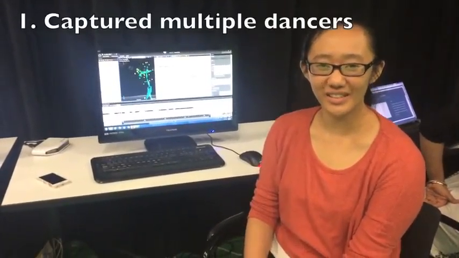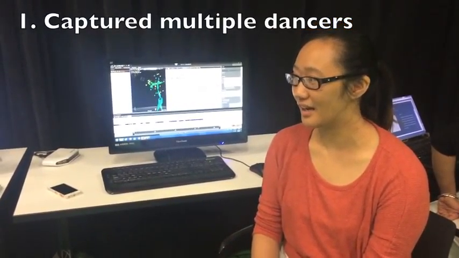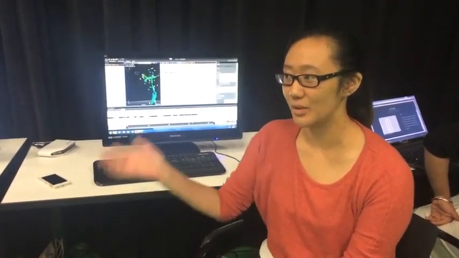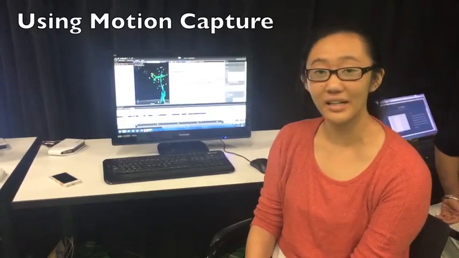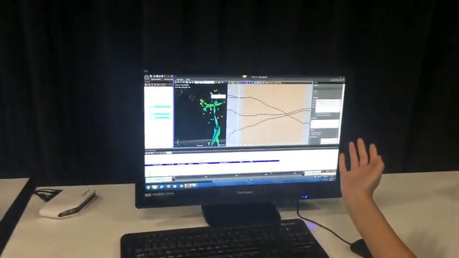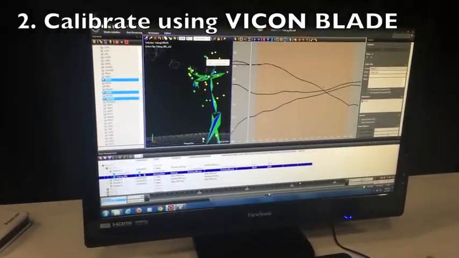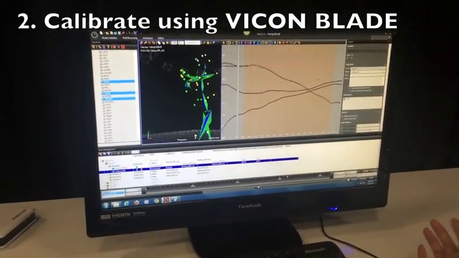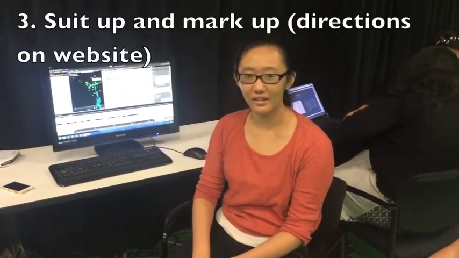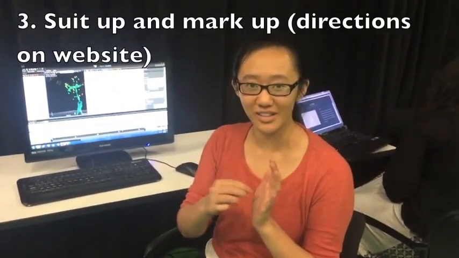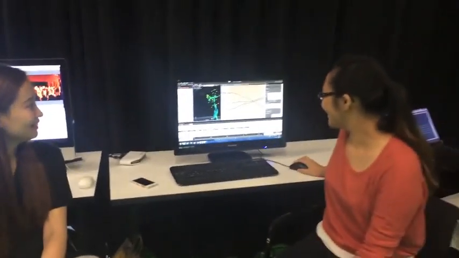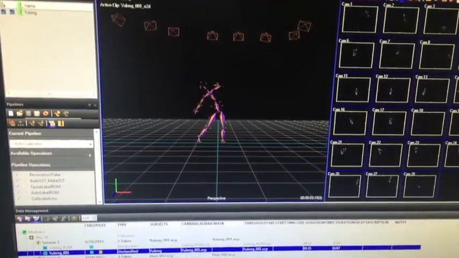Okay, so what we did for this project was we captured multiple dancers in our motion capture space. So what I did was I calibrated using Vicon Blade, and after that we suited it up using the suits, and we marked using the little markers.